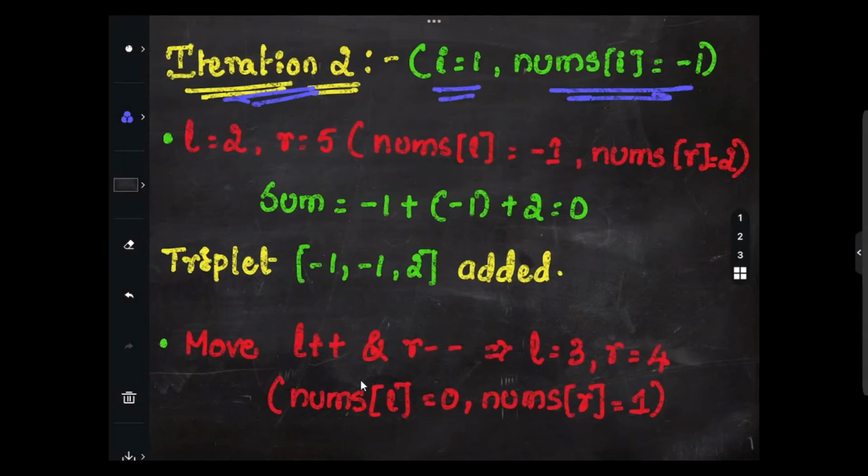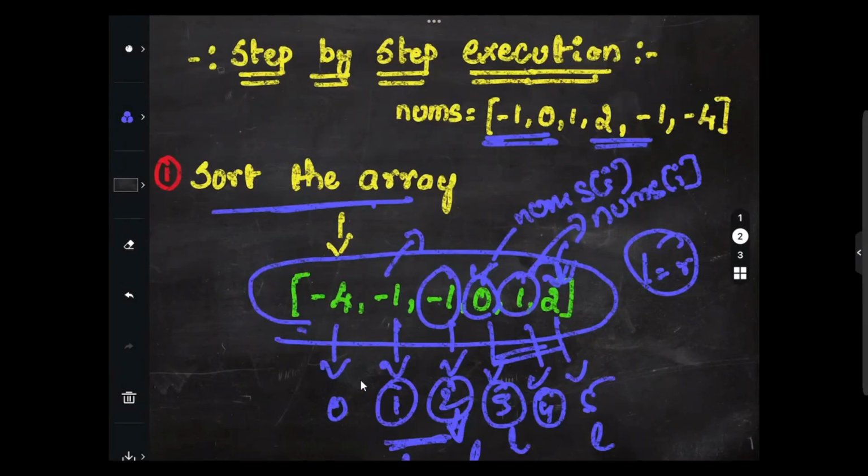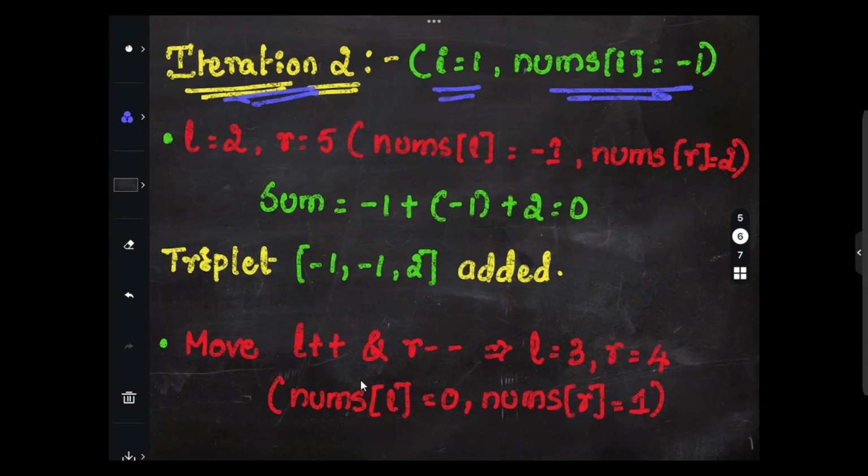Till now, nums of I was basically minus 4, this one we were considering right here. This time, nums of I becomes the next one, minus 1. So this one will be nums of I, the main one. Nums of I will be minus 1 this time. So let me come here. In this case, I will be 1, nums of I is minus 1.